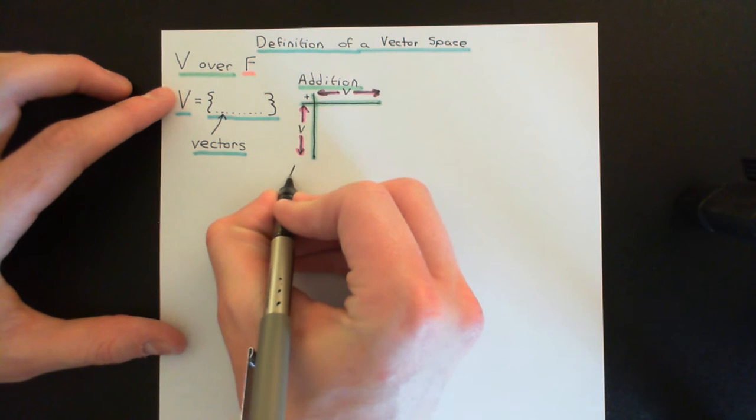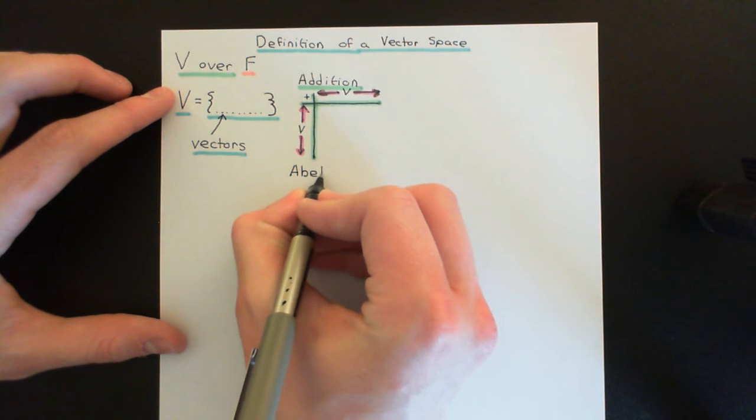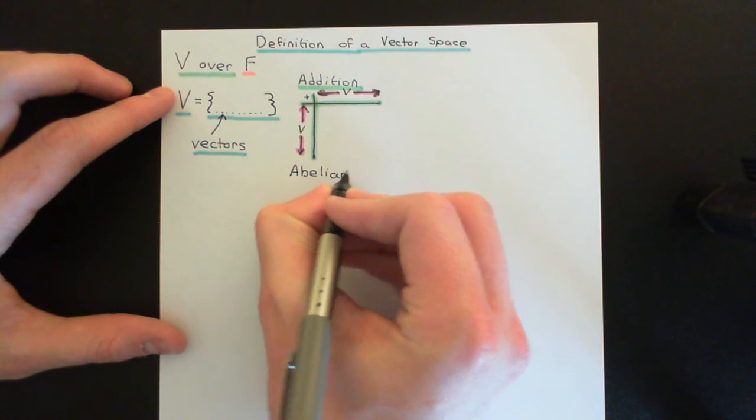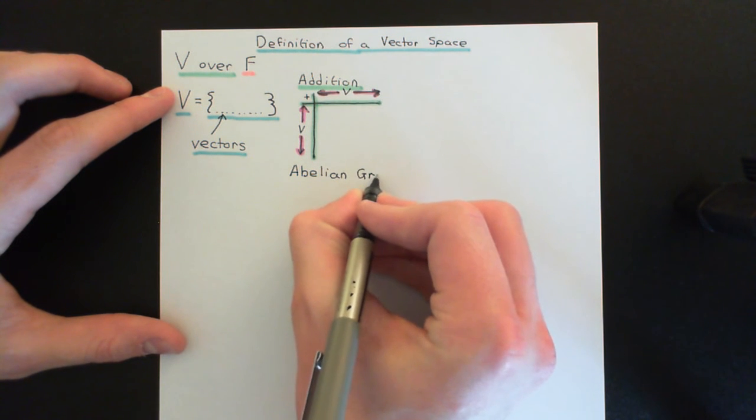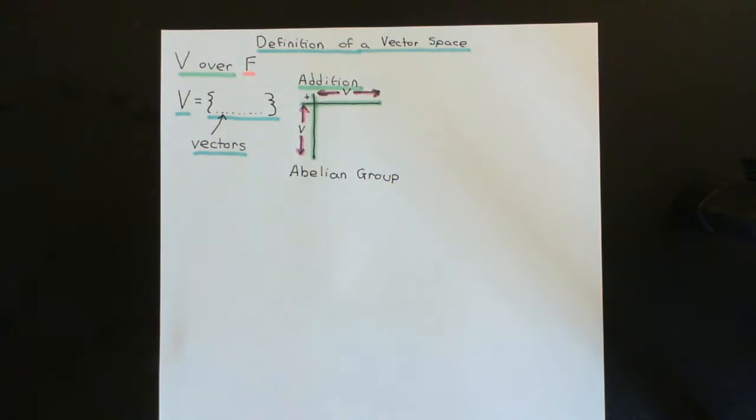Now this composition law of addition has to obey a bunch of axioms, the axioms of an abelian group. We've been through what an abelian group is in the video on the definition of a field. We've also been through it hugely in the playlist on group theory, so I won't remind you of the axioms of an abelian group.